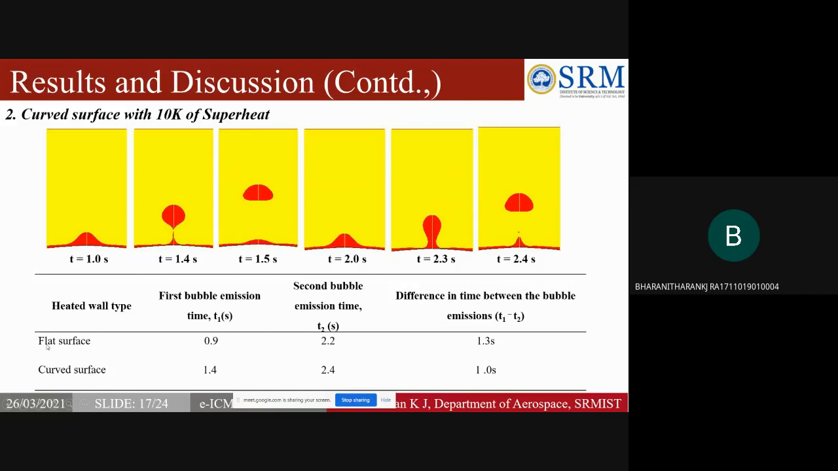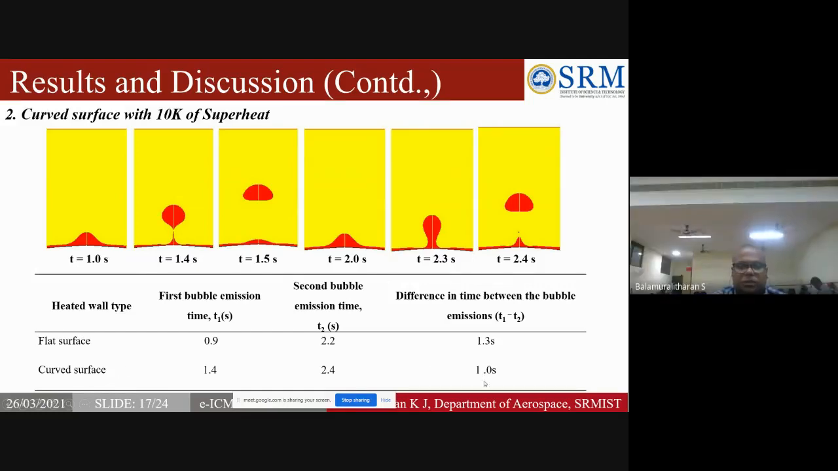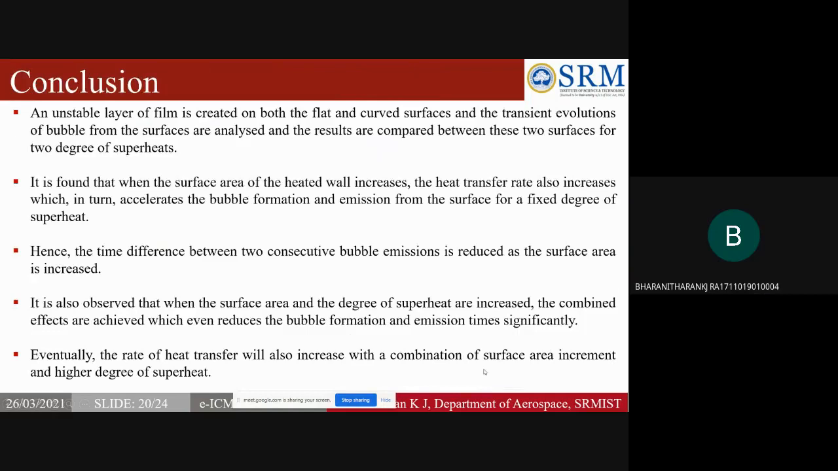Bharani, please tell me your conclusion only. Yes, sir. We have found that using a curved surface accelerates the bubble evolution, and increasing the superheat also increases the evolution of bubbles. The time difference between the first bubble and second bubble is decreased for the curved surface, and with increase in superheat. So in these combination techniques.